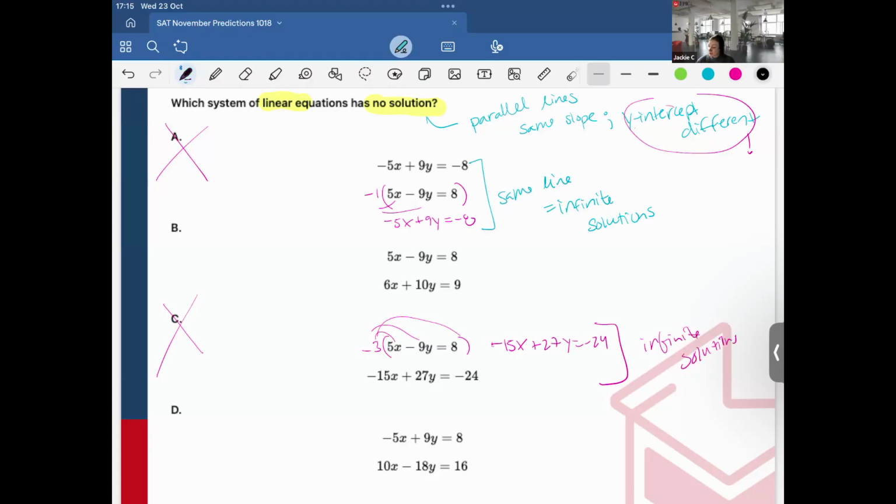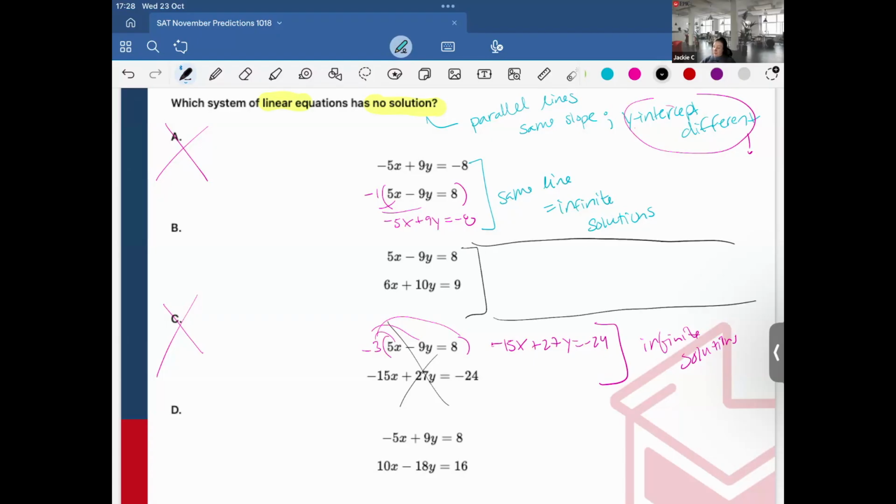So it most certainly must be option B or D. Okay, so for B, I would prefer to just put them in terms of y equals mx plus b so we can see clearly the slope.